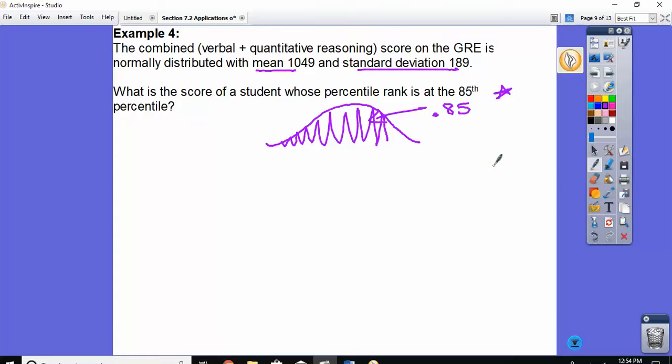We're trying to find your actual score on here. We're trying to find X. So if our probability is 0.85, we need to find out what Z value that corresponds to. So the 0.85 is not the number on the outside of the table, it's the number on the inside. So you have to look inside the table until you find 0.85, or at least as close as you can get. So the closest we can get.